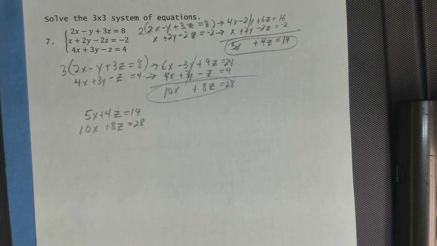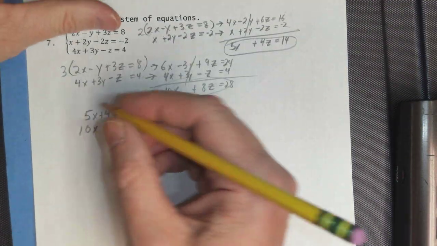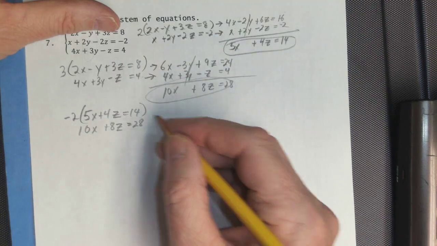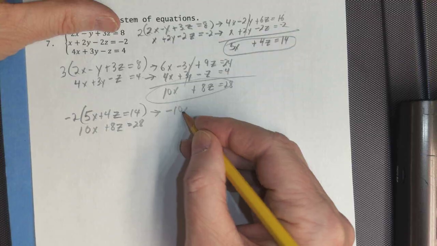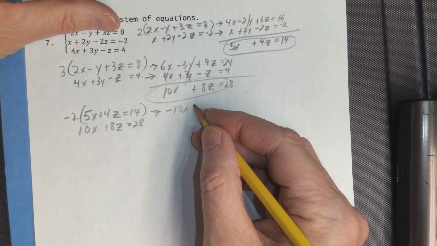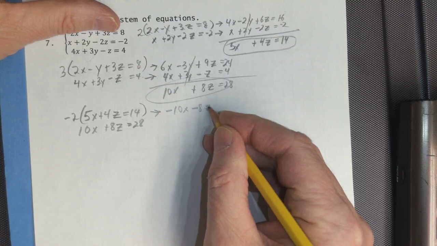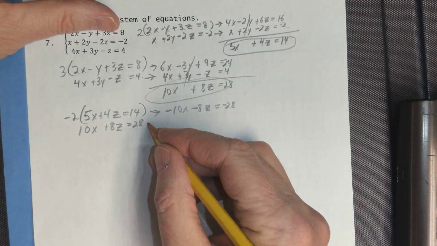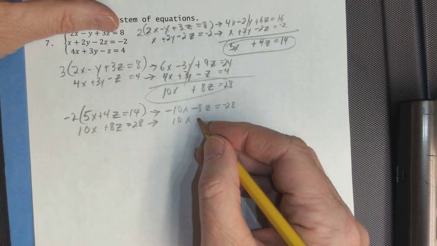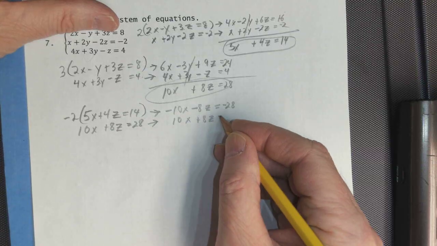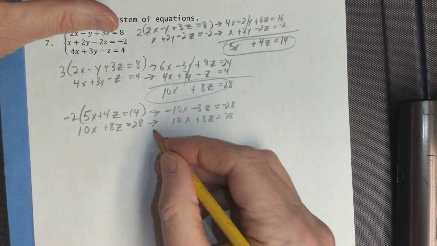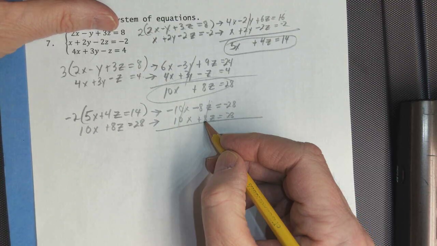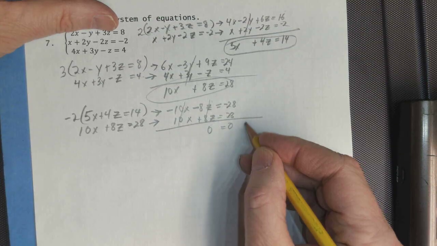All right. Now, I'm going to multiply this by -2. I got -10x minus 8z equals -28. I've got 10x plus 8z equals 28. And that cancels. So I got 0 equals 0, which is true.